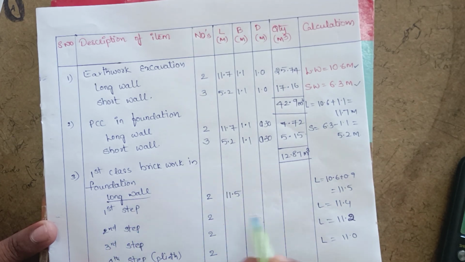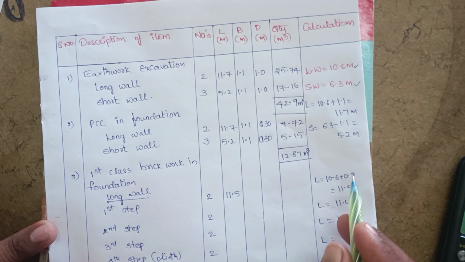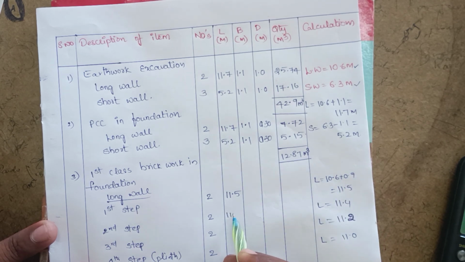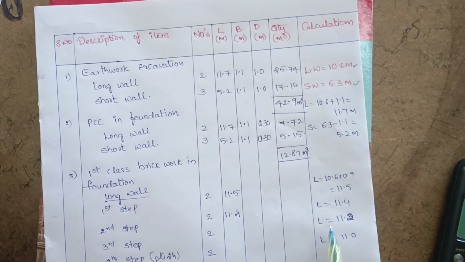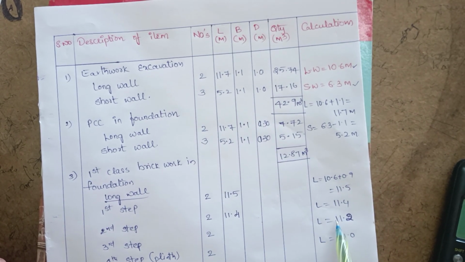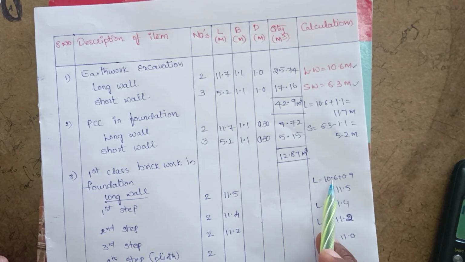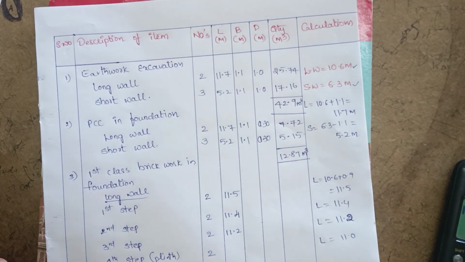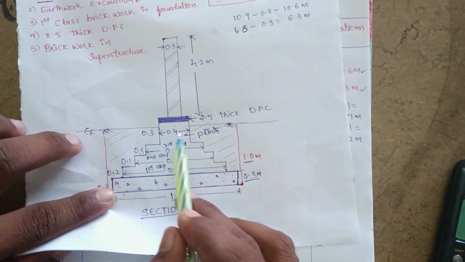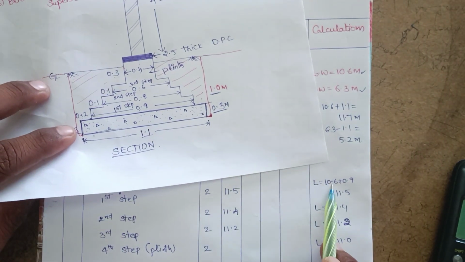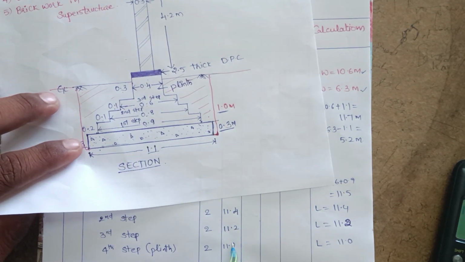Length of the second step: 10.6 plus 0.8, which comes out to be 11.4. For the third step, 10.6 plus 0.6, 11.2. For the fourth step, 10.6 plus 0.4, which comes out to be 11 meters.